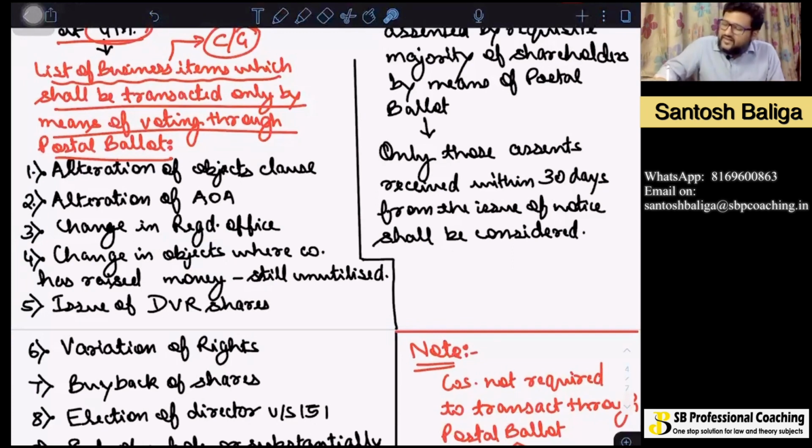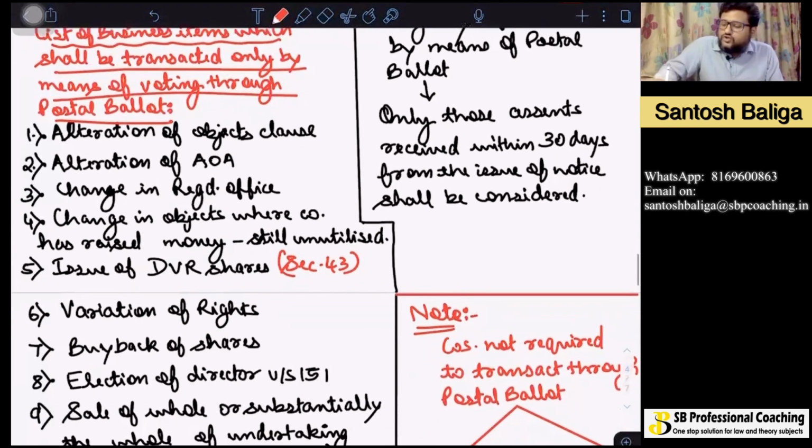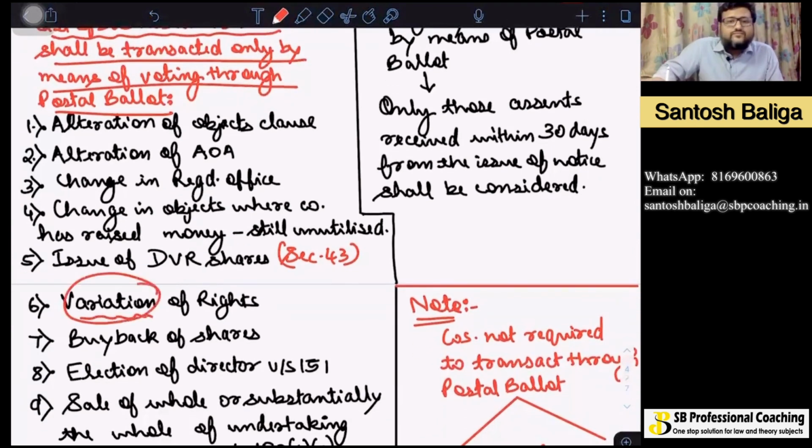Okay. Next is, if the company wants to issue shares which have differential voting rights, DVR shares. This is covered under section 43 of your syllabus. So please go through it. Next, if the company wants to make some variation in the rights of the shareholders, this is covered under section 48 of the Companies Act. Go through it.